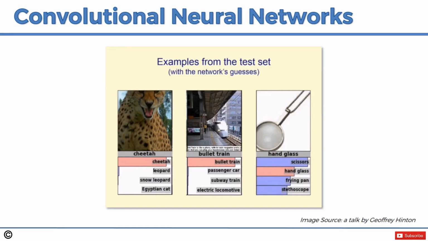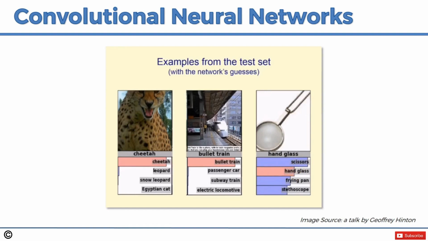First of all, it's not a very clear image, and also you can see that the probabilities are not as clear here. So the neural network was a bit confused, a bit indecisive, just as we are. So it said scissors with the highest probability, but then it had hand glass, which it actually was, not so far away on the second place, and frying pan, stethoscope. So basically, here you can see that scissors was its first guess, but the correct option was number 2, and that's why it's highlighted in red.